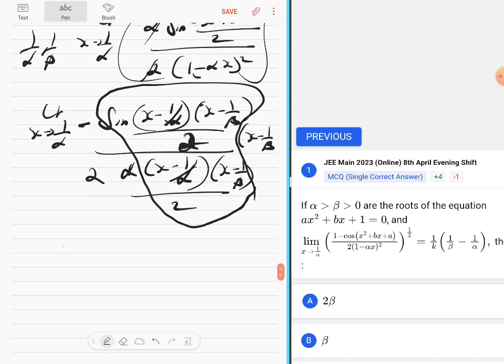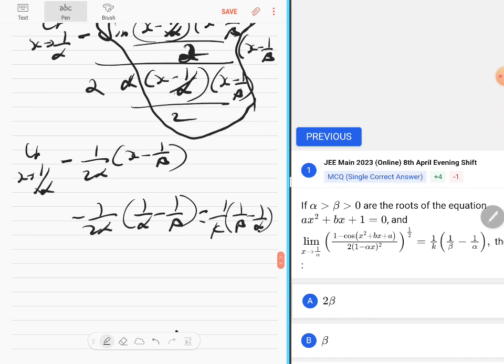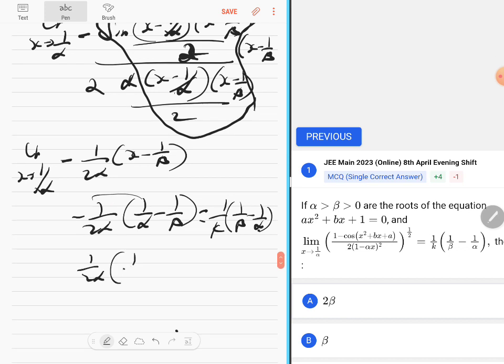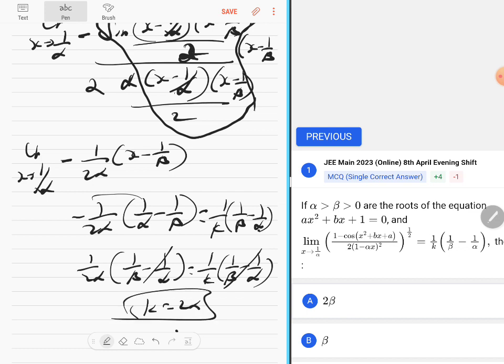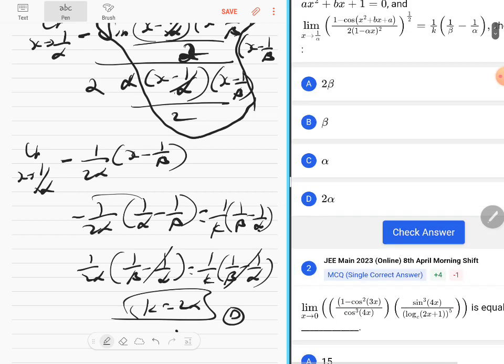So then therefore minus 1 by 2 alpha into x minus 1 by beta, limit x tends to 1 by alpha, direct substitution: 1 by 2 alpha into 1 by alpha minus 1 by beta, whose limit itself is 1 by k into 1 by beta minus 1 by alpha. Taking the negative sign inside, 1 by 2 alpha into 1 by beta minus 1 by alpha is equal to 1 by k into 1 by beta minus 1 by alpha. This and this get cancelled, k is equal to 2 alpha. That's your solution. So whatever option that is, that is option number D. So let's go to the next question.